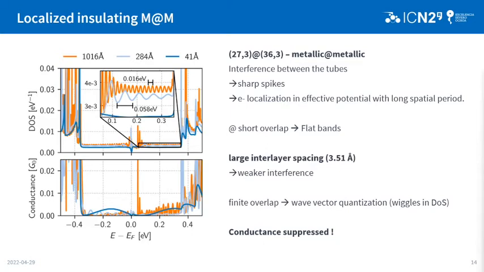And this is characteristic for the localized insulating regime and also the weak coupling regime, where the assumption of just superposition of the two electronic structures is applicable. So we can also say from this that the transmission between two layers is actually only significant if the strong coupling regime is at hand.